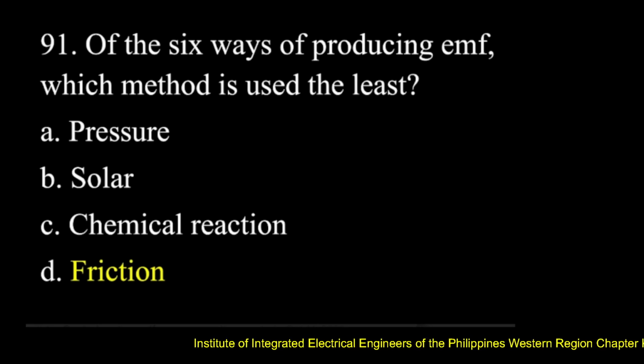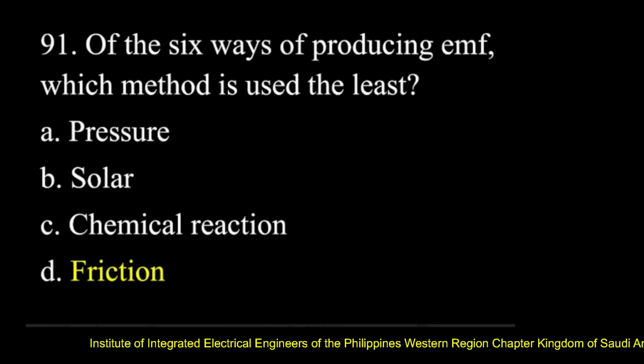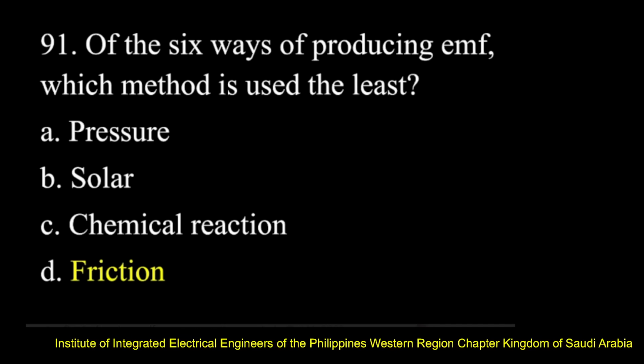Of the 6 ways of producing EMF, which method is used the least? A. Pressure. B. Solar. C. Chemical reaction. D. Friction.